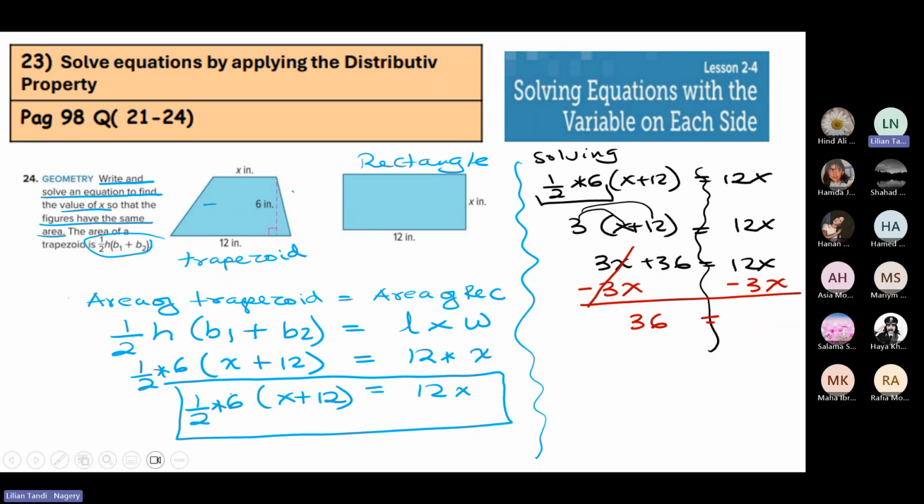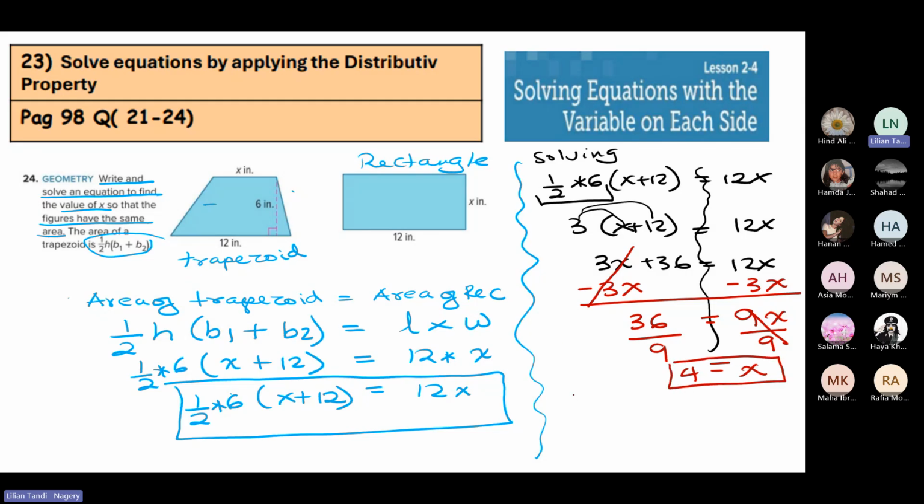What is 12 minus 3? 11. Huh? No, 9. Oh, sorry. Yeah, 9. What am I thinking about? Yes, it's 8 o'clock. I'm tired. 9x. What do I do now? Divide by 9. X is 4. So this is your second answer.